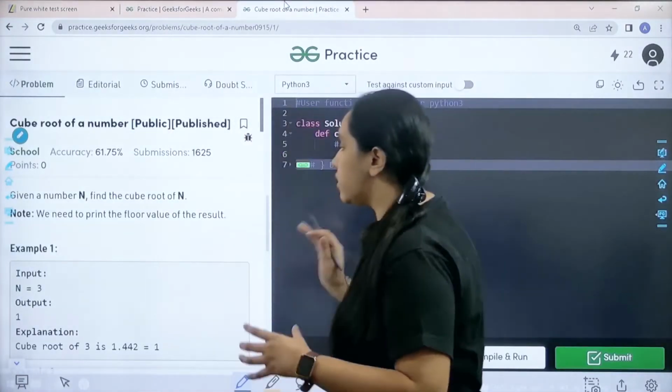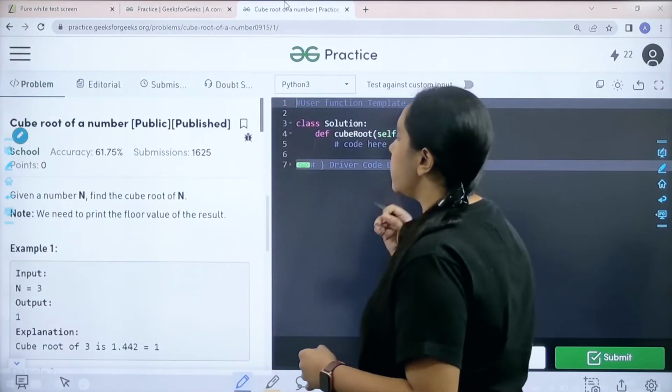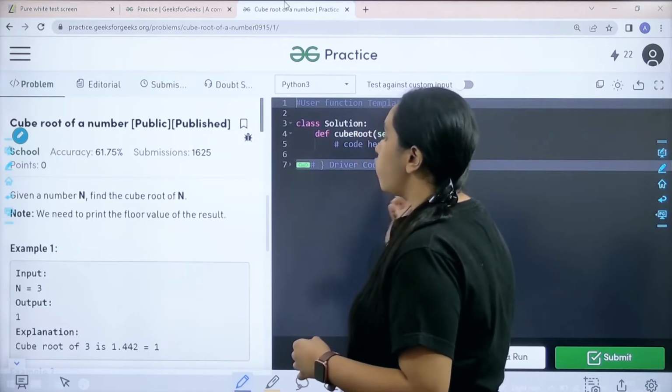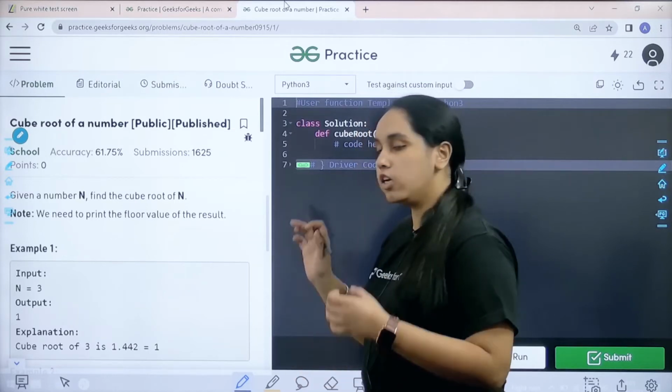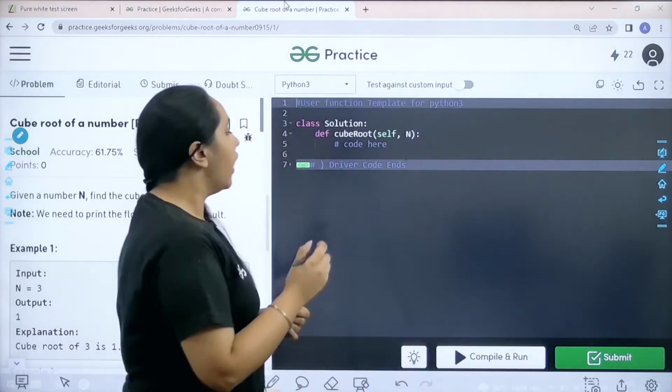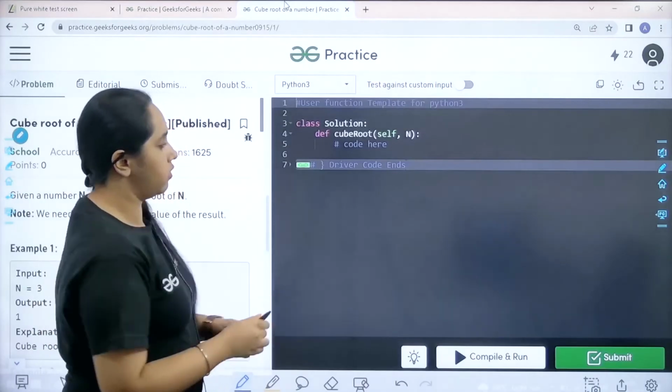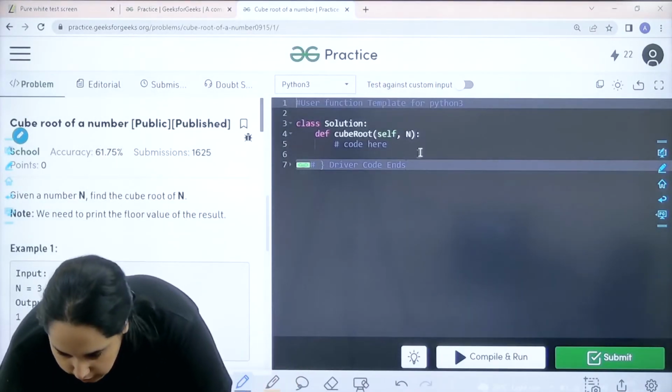Here it is. Let's read the statement first. Given a number n, find the cube root of n. We need to print the floor value of the result. I hope the question is clear to you, and now we will code it over here. So let's do it.